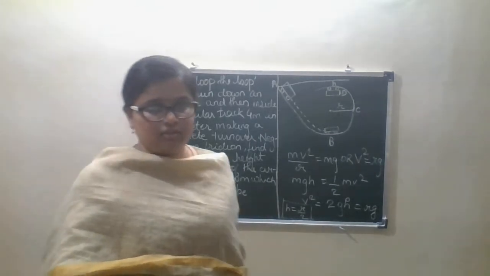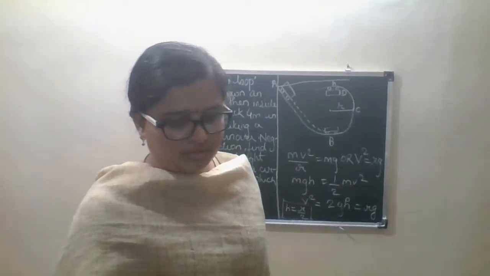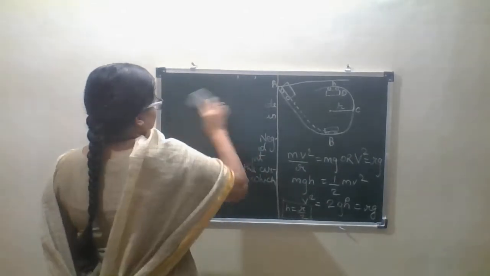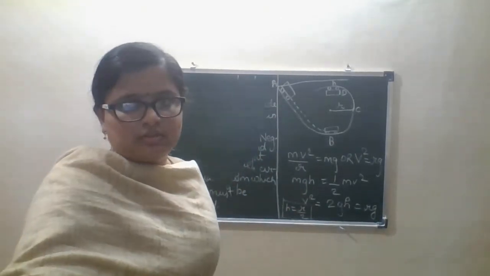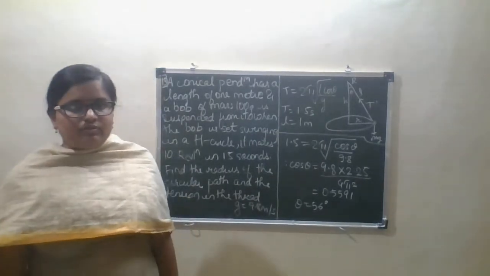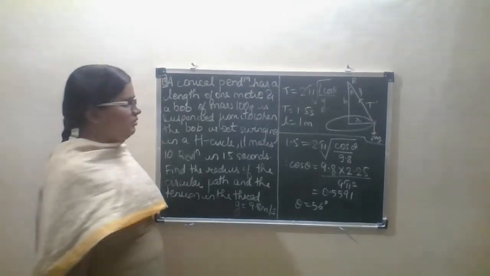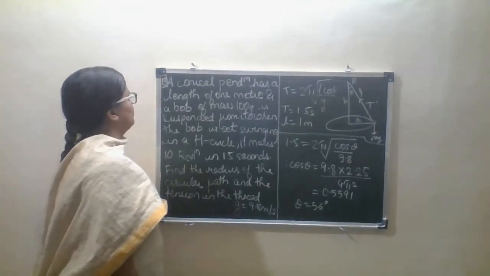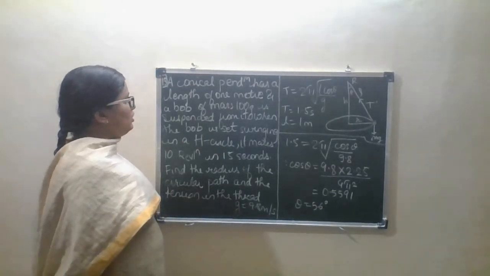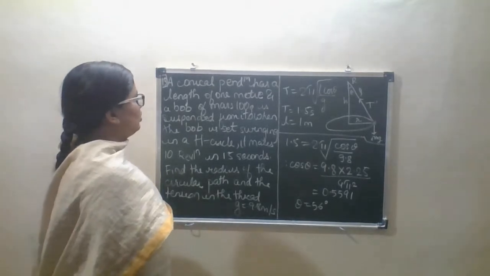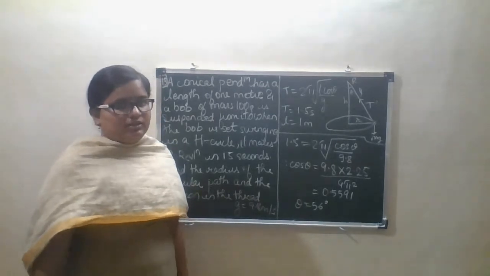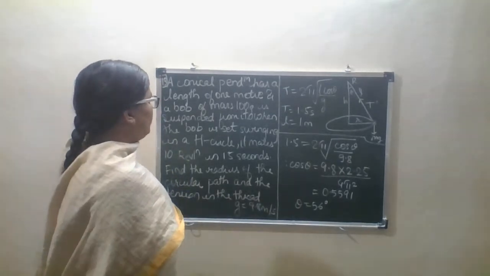Next, we will see the conical pendulum question. Now for the next question we are going to study question number 13. So what is going on here we will see. A conical pendulum has a length of 1 meter, and a bob of mass m.